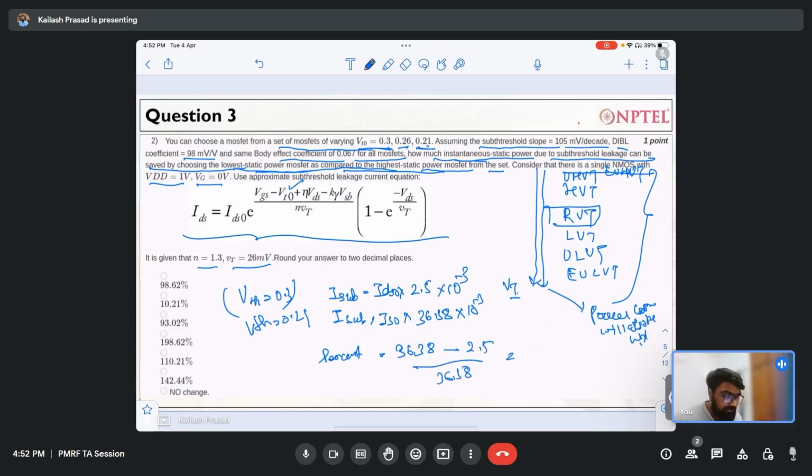Okay, and if you get this number, it will be around 93, right? So please understand that by choosing a transistor of 0.3 volt as compared to 0.21 volt, you have reduced your power consumption by 93%, right? As a designer it becomes extremely important to choose which transistor you want to have. There will obviously be a penalty in terms of on current, so that's a separate concern. But if you are looking for a low power application, see how important your threshold voltage is.